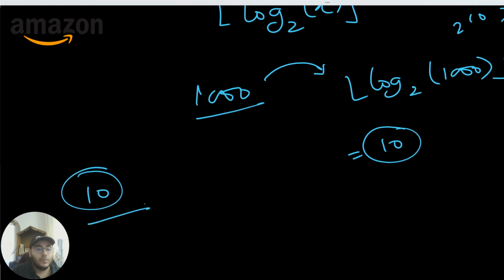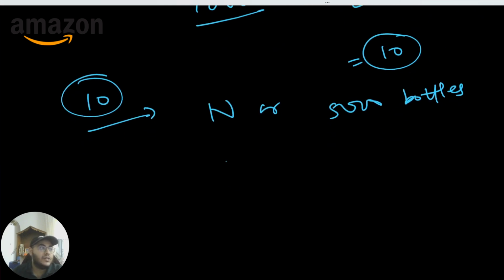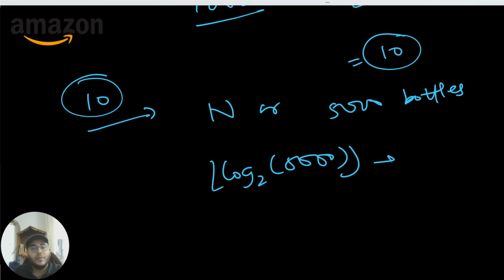Let's change this in another way. Let's say next time you get this puzzle, you are given a general n, or let's say 5000 bottles. To find the number of prisoners, you just do log 2 of 5000 and take its upper bound, and that will be your minimum number of prisoners required to find the poisoned bottle. The way of finding the bottle remains the same.